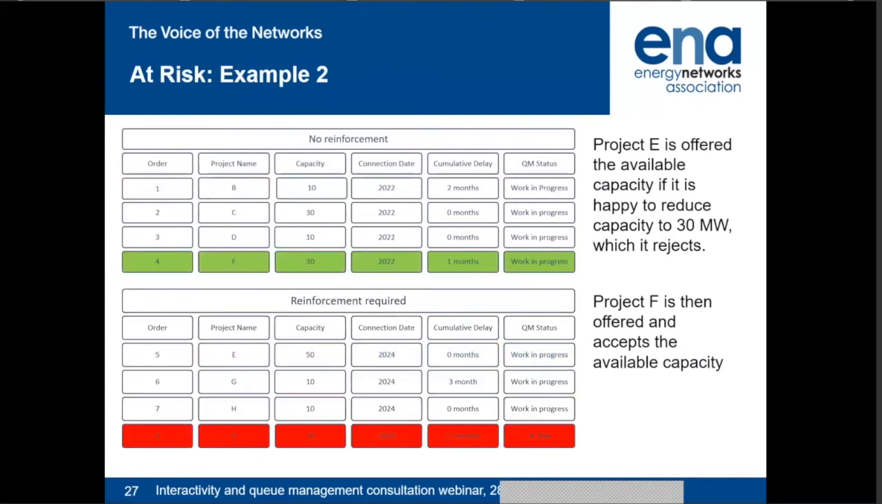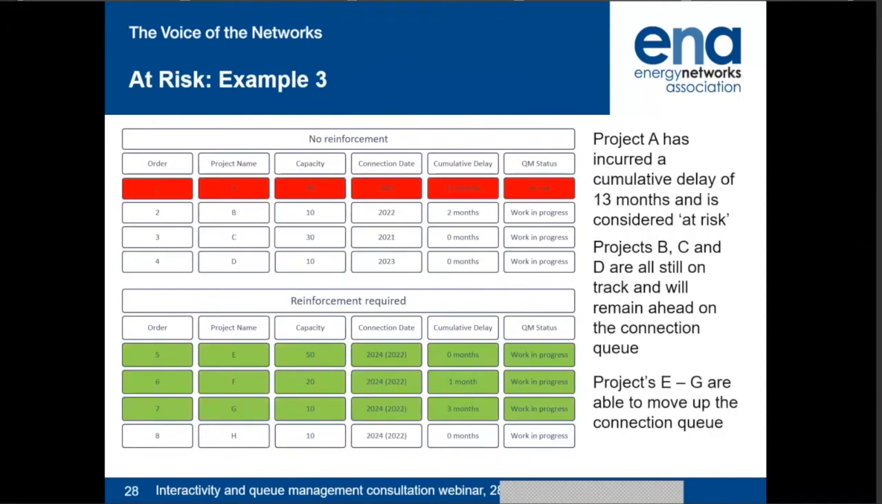So the queue here is reordered with Project F moving to the bottom of the no reinforcement queue and Project A moving to the bottom of the reinforcement queue, both being moved with revised costs and securities. The opposite of that example is true as well.